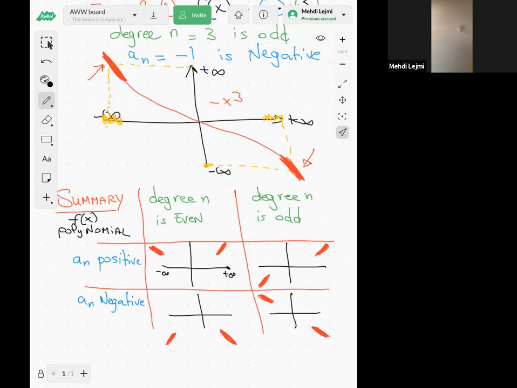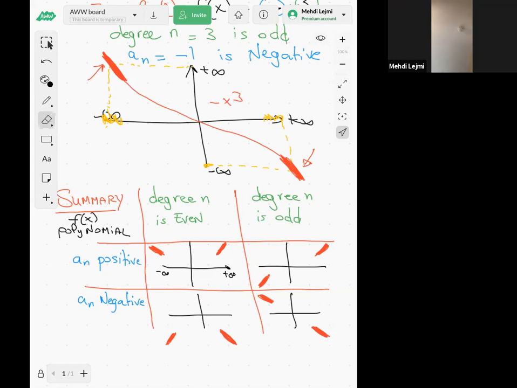And what I'm saying is, in this case, when degree is even and leading coefficient is positive, then your graph of f of x should be right here, and right here at negative infinity. Anyway, we're gonna use this information later to graph our polynomials, okay? So this is our first piece of information to graph our polynomials.